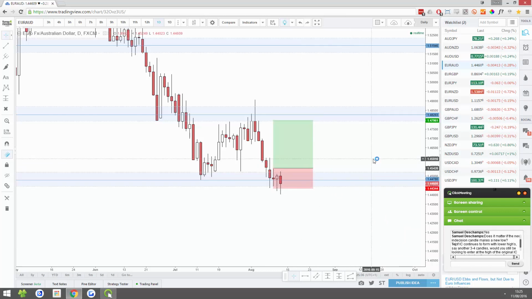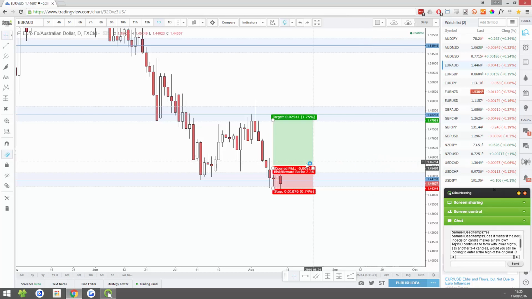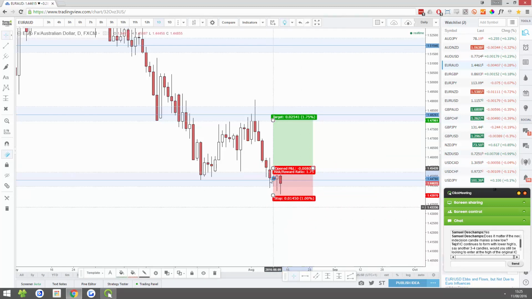Okay, so Samuel, does it matter if the next indecision candle makes a new low? Yeah, then that would be a new low. So you would be using that low as your stop loss, or something beyond that low, a few pips beyond that low. That would be the new low.